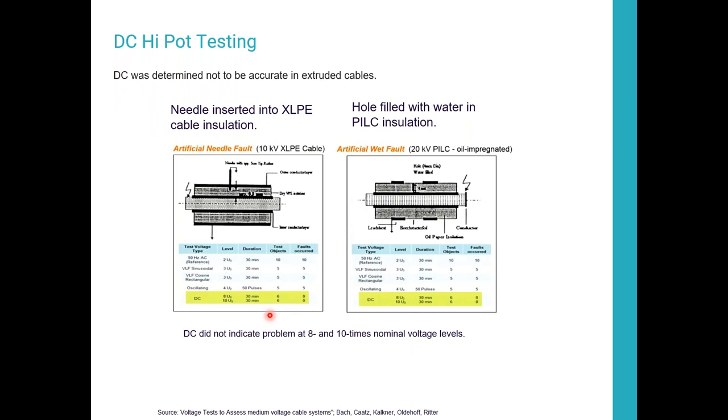They did testing in a controlled environment, trying to repeat the tests on different types of cables. They inserted a needle into the insulation and applied different types of voltage: DC, oscillating very low frequency, and 50 hertz or 60 hertz sine waves. They looked at how many of each type of failure was able to be detected. One thing they found was that DC testing didn't indicate problems at 8 to 10 times nominal voltage levels. So on this 10 kV cable, they were putting 80 to 100,000 volts on it, and it wasn't detecting problems that 50 or 60 hertz detected at 2 times nominal, and VLF at 3 times nominal.